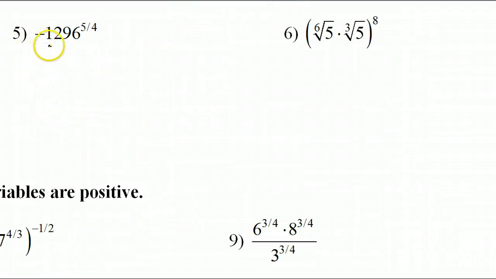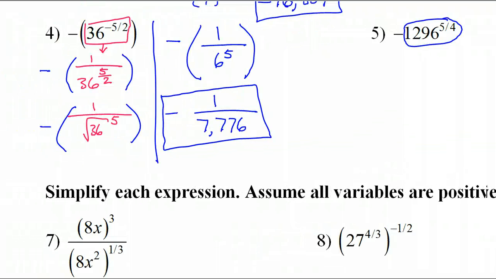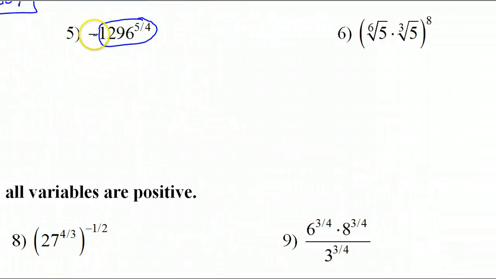Alright, number 5. Be careful. Even though there's no parentheses showing you that this negative sign is definitely not in it, automatically this exponent does not include the negative sign, unless there is a parentheses and the negative sign is on the inside. I don't even see an example of that. But this negative sign will not be included on the inside of this problem.